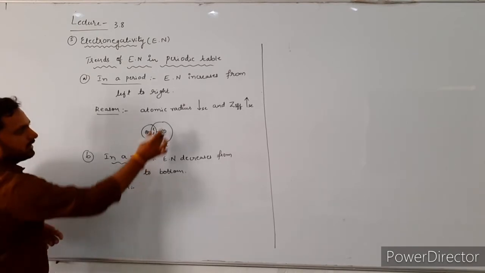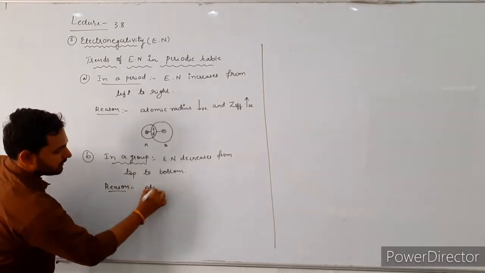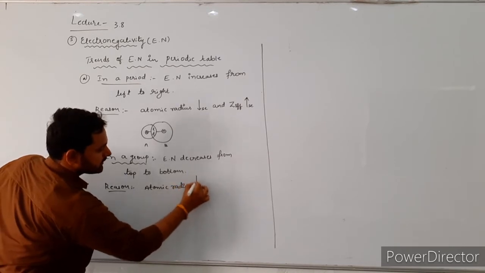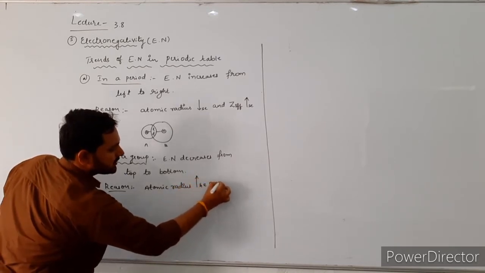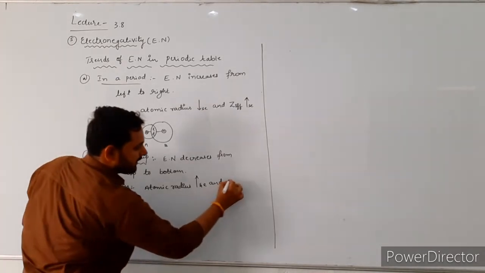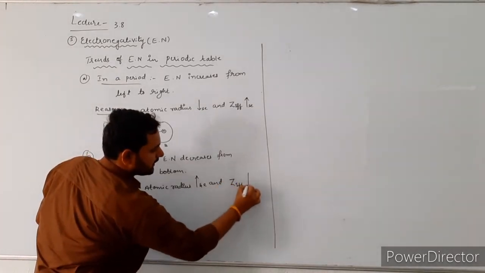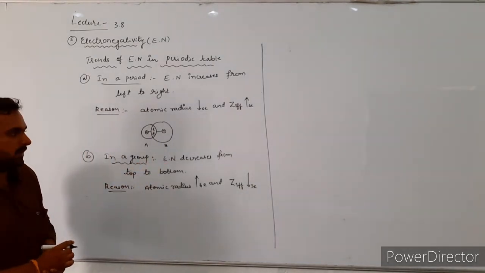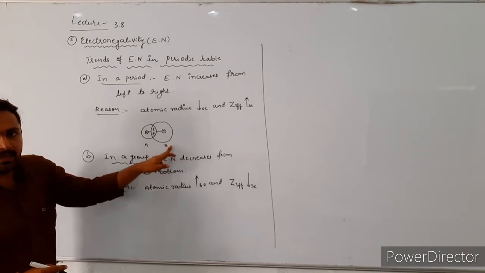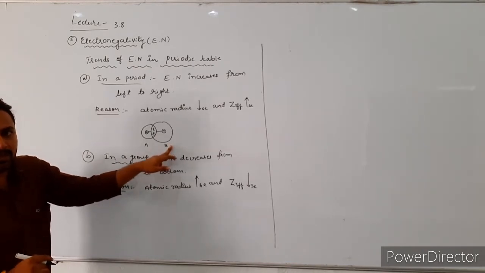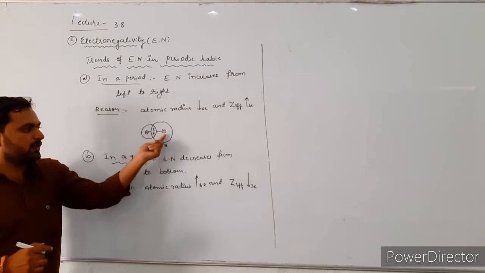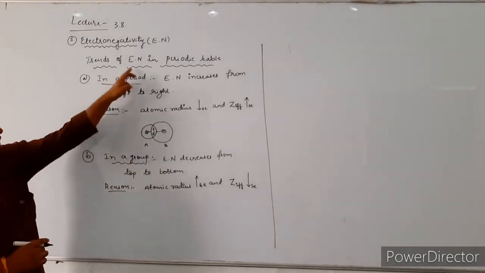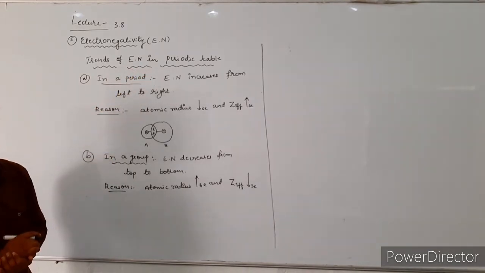The reason is atomic radius increases and effective nuclear charge decreases. That's why the electronegativity decreases from top to bottom. As the size increases, electronegativity decreases. Why? Because of the large distance between nucleus and shared pair electrons. This is the trends of electronegativity in the periodic table.